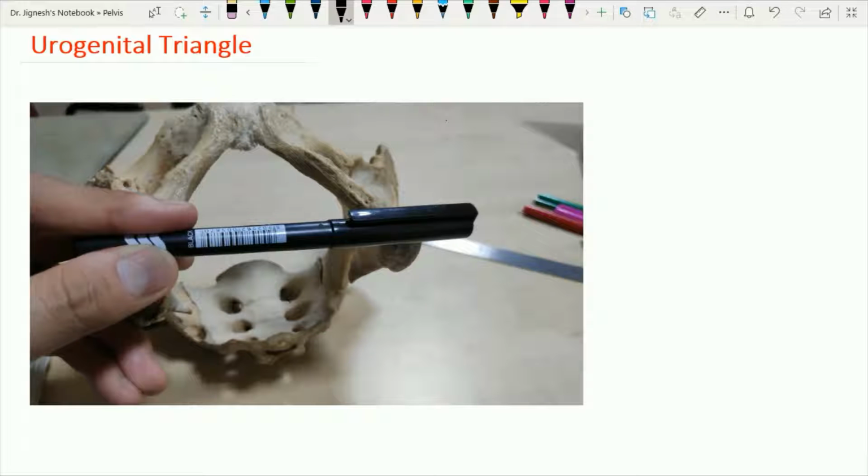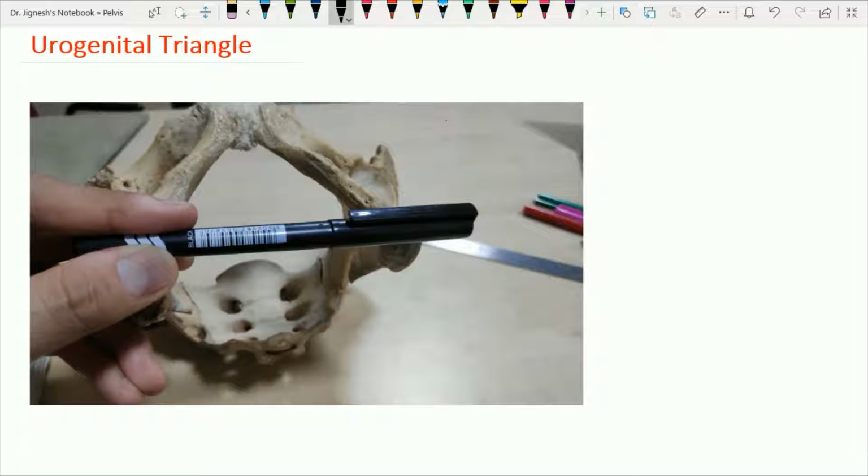Hello friends, let's see the urogenital triangle. For the understanding of the urogenital triangle, we have to see this image, and this is the image of the bony pelvis from below. So we can see the pelvic outlet from below.